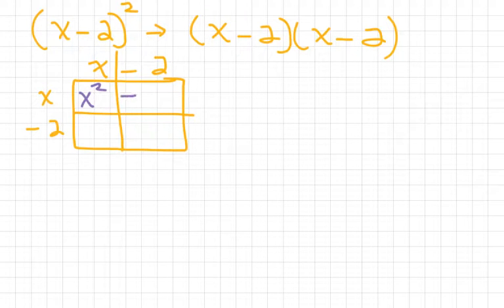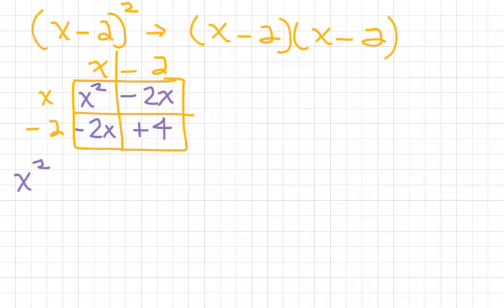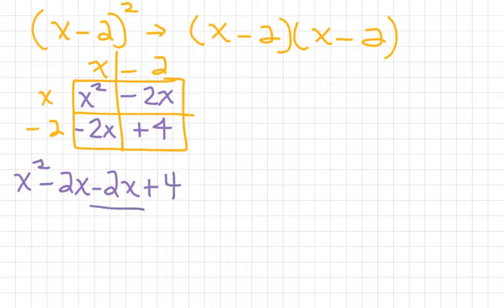X times negative 2 is negative 2x. Negative 2 times negative 2 is positive 4. Combining like terms gives me x squared minus 2x minus 2x plus 4. Combine my terms in the middle, therefore I've got x squared minus 4x plus 4.